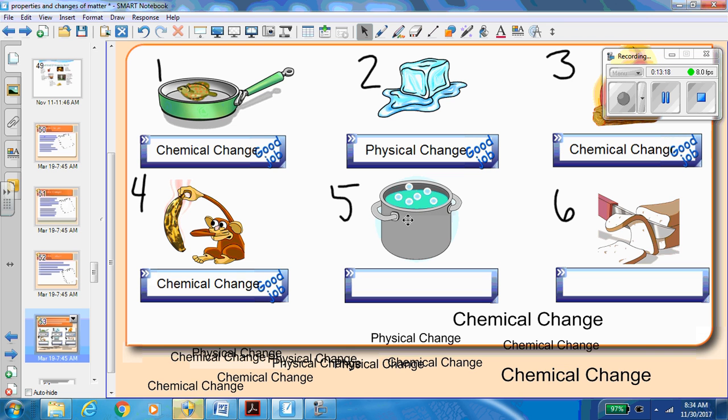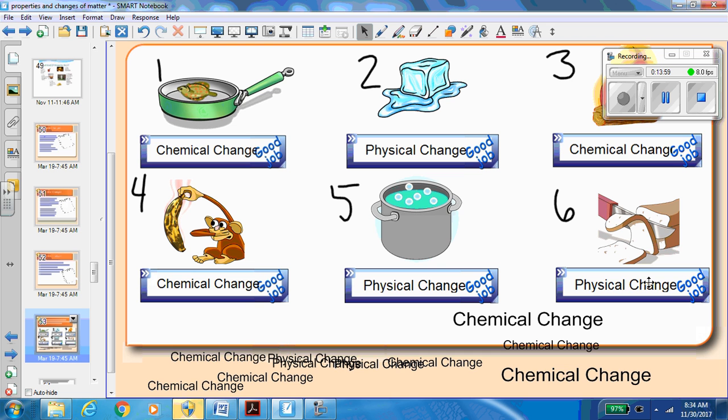Number 5 is showing water boiling. And sometimes when students see the bubbling of water, they're thinking something chemical. But with water boiling, you will see bubbles, but that's just the water changing into water vapor, which is a gas. So this is just liquid water changing to a gas. That's just evaporation. I still have the same type of substance. It did not change, so that's just physical. And then our last one here is slicing a piece of bread. So I'm taking a whole loaf of bread and slicing it into smaller pieces. That's just physical because I am not changing the identity of the matter.